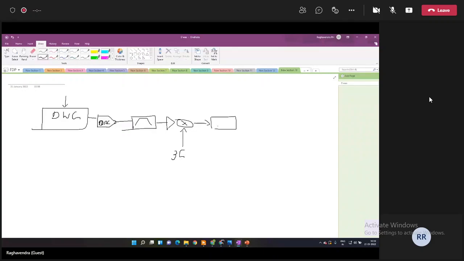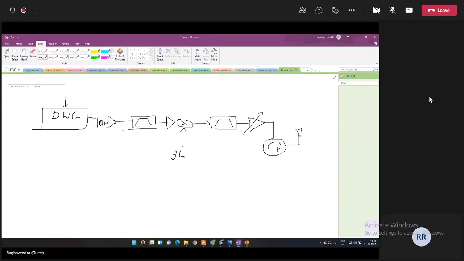You have another bandpass filtering stage which band limits your signal, followed by another transmit amplifier over here. So this is a power amplifier. It amplifies your signal. Before going to the antenna, it actually goes through a circulator, and then it goes to the antenna.